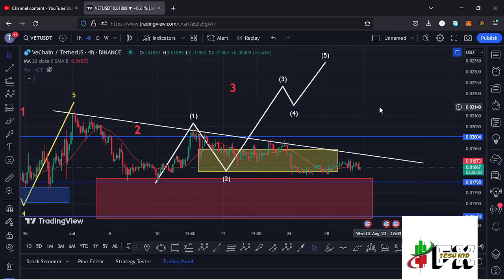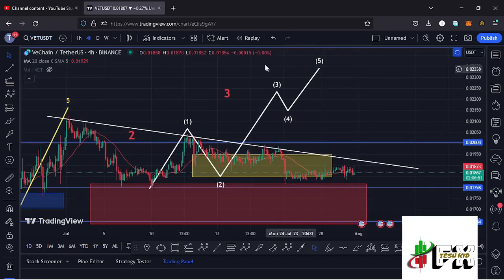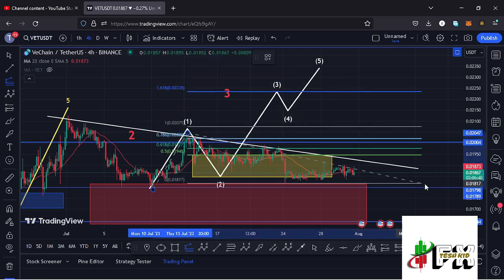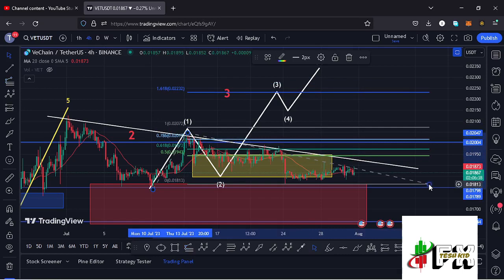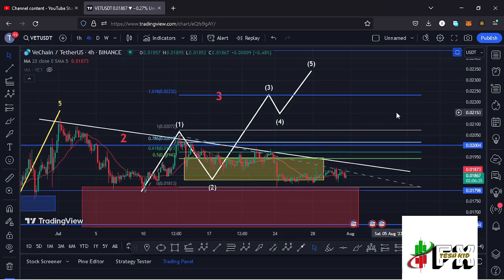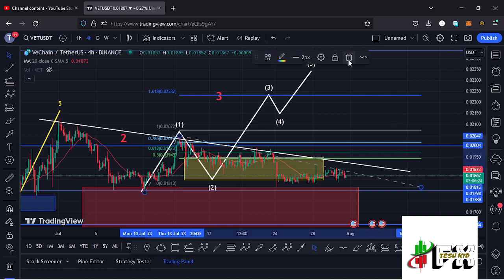$0.01785 mark, and giving you minimum target areas in the formation of this wave 3 by connecting the trend-based Fibonacci from the low of the first wave to the high of that wave 1, then dragging the fibs to the low of the second wave. I get a minimum target area at the fib level 1.618, and that is at around the $0.02232 mark. And that is the minimum that you can expect that wave 3 to the upside to do.